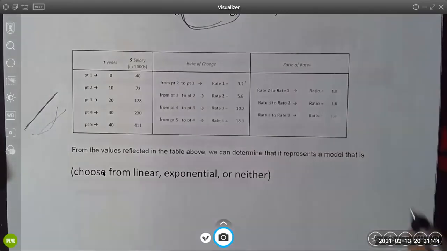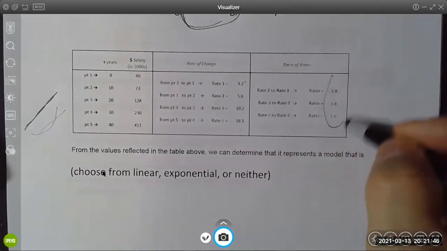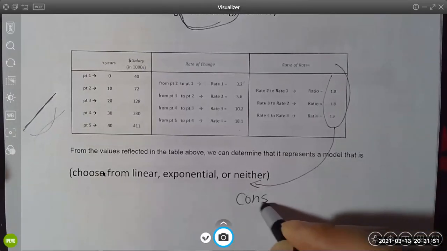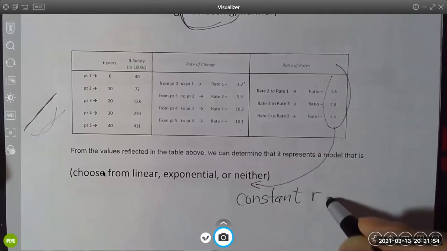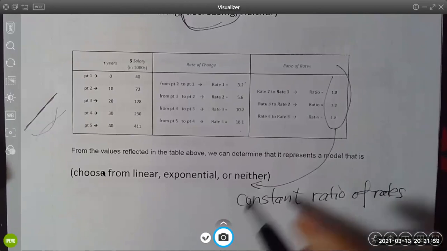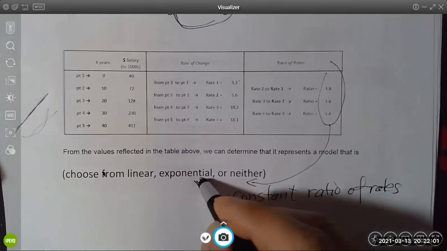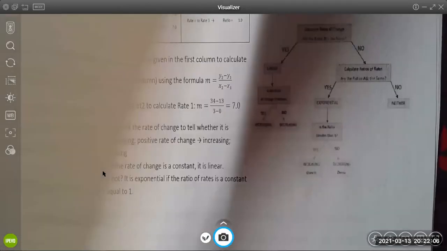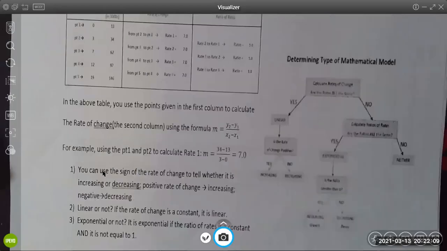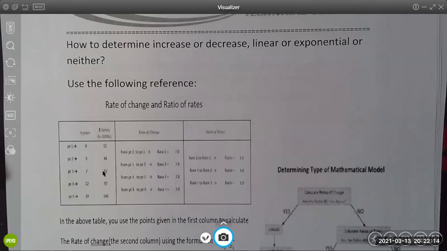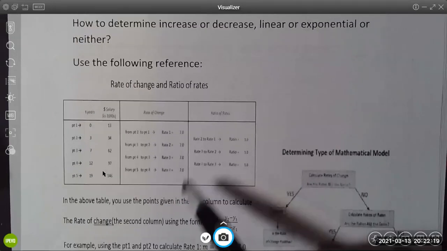But how do you know if it is exponential or not? Look at this number. This number has to be a constant number. That means it cannot change. Constant ratio of rates will give you the exponential model. So this is an exponential model. And I summarize this whole thing and put it on the second page. So basically, how to determine whether a graph increases or decreases, linear or exponential or neither, using the following as a reference.